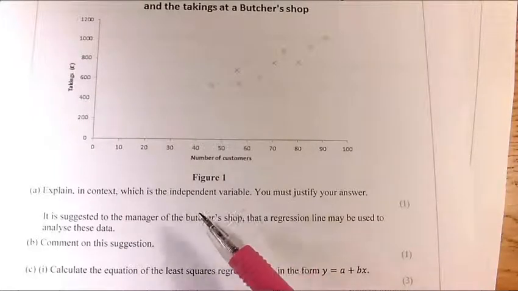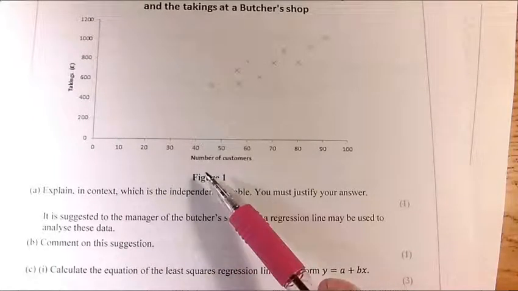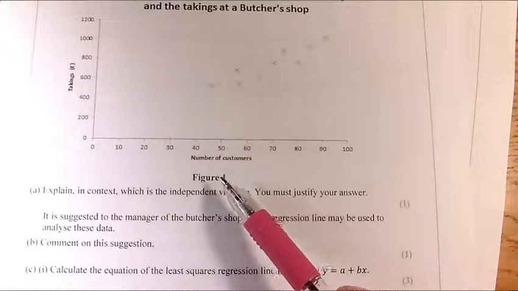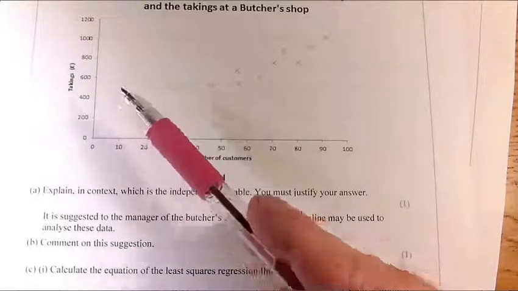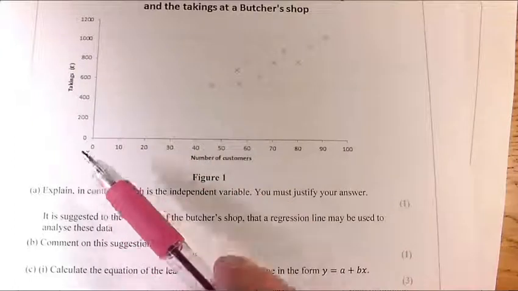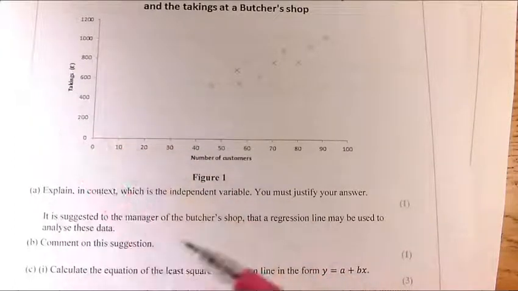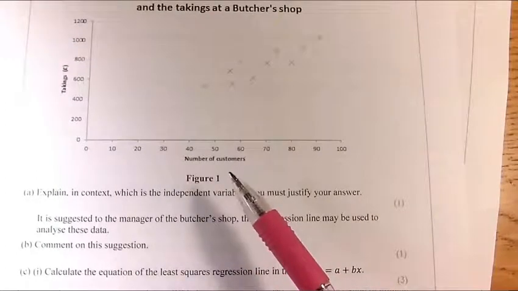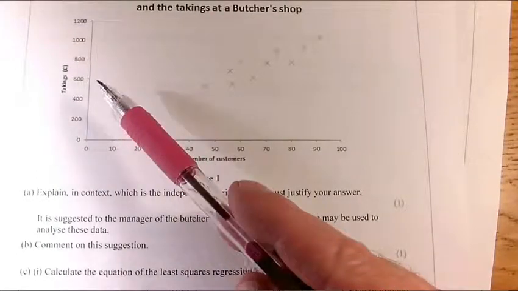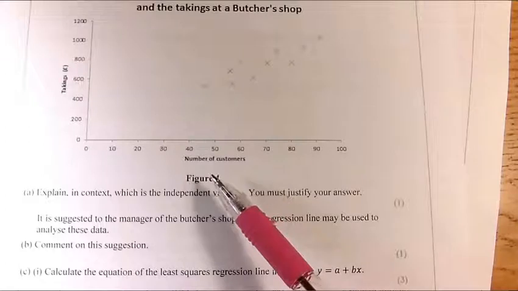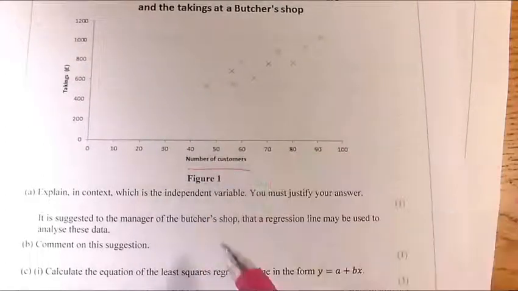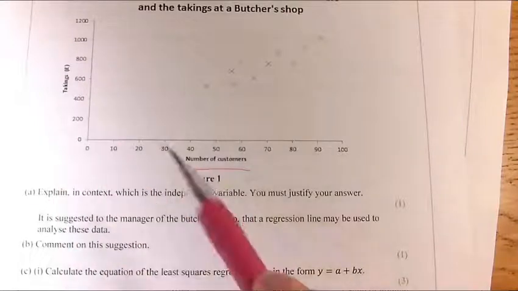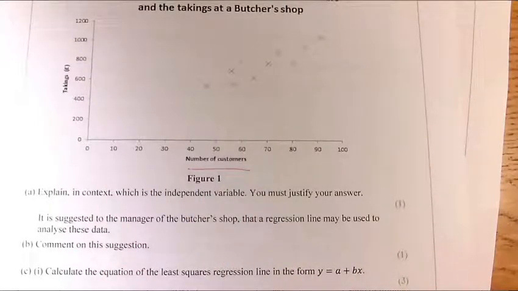So do we think that if we had more customers, fixing that would cause the takings to be bigger or smaller, or do we think that the takings comes first and that determines the number of customers? Okay, well, clearly we think that if there's a different amount of takings, that's caused by different numbers of customers. So it's the number of customers that's the independent variable, because we think that the takings depend on the number of customers, not the other way round.